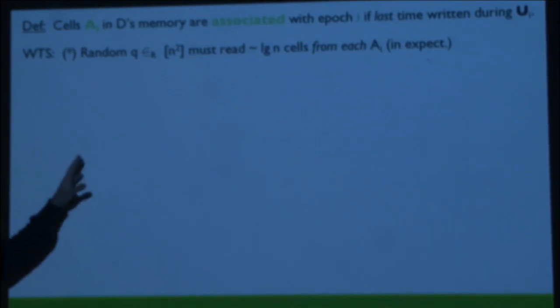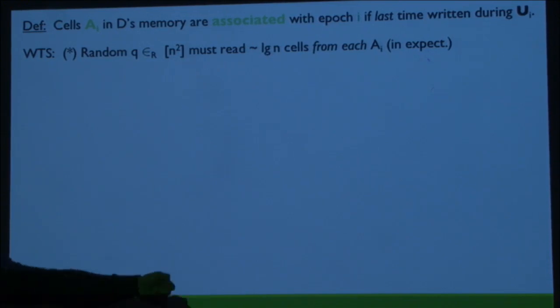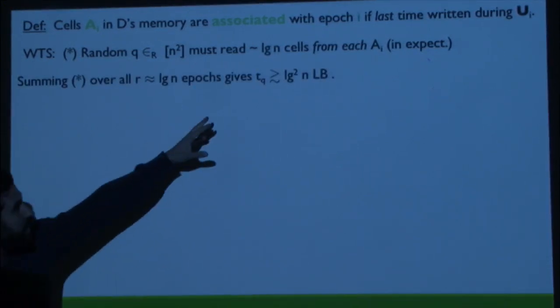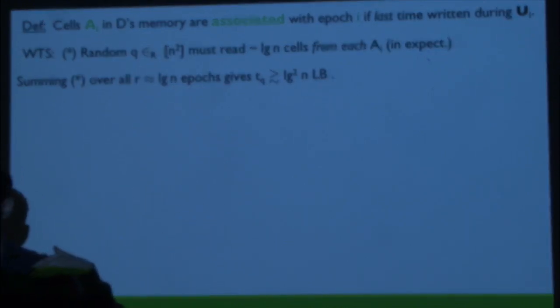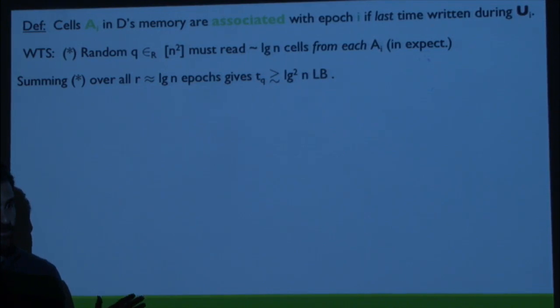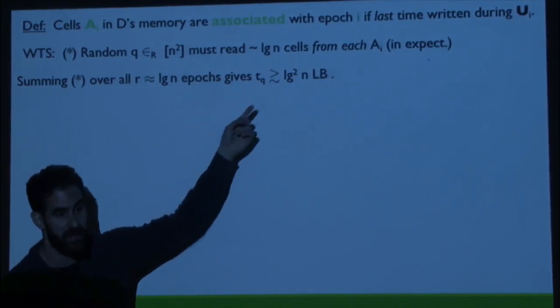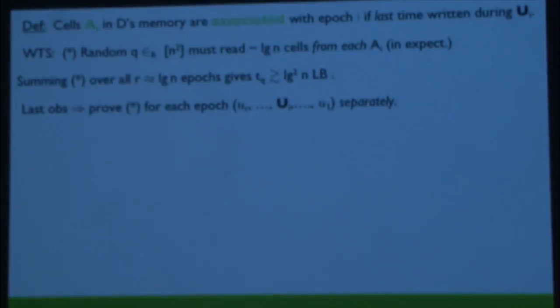And what we want to show in this language is that this last query that comes after this random sequence of epochs, of updates, needs to read roughly log n cells from each epoch separately. And I claim, is everyone convinced that would finish the proof? Because there are roughly log n epochs, each one needs to read log n cells, and we can argue separately by the chronogram method. So this would finish the proof.